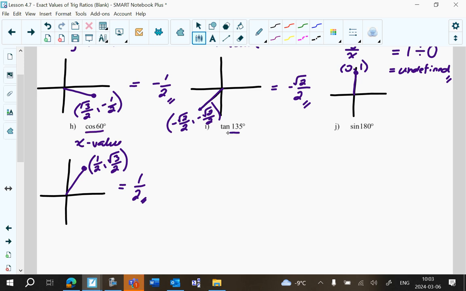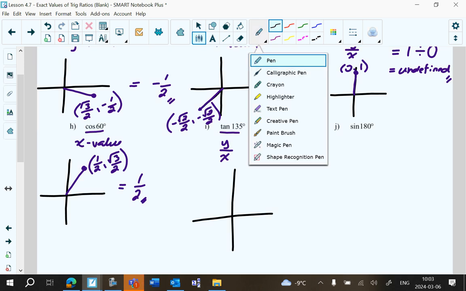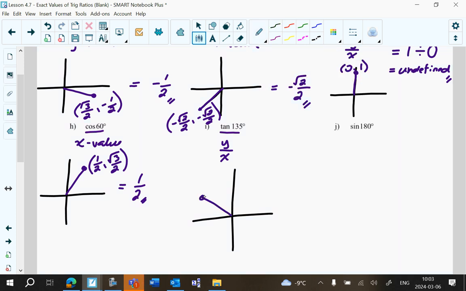Tan is what? Y divided by x. 135 is where? Second quadrant, coming out to the middle. So the point is... we've got to do some work here. We've got to do the y value, root 2 over 2, divided by negative root 2 over 2. We don't have to change this one to multiplication because anything divided by itself is 1. Anything divided by its negative is negative 1.